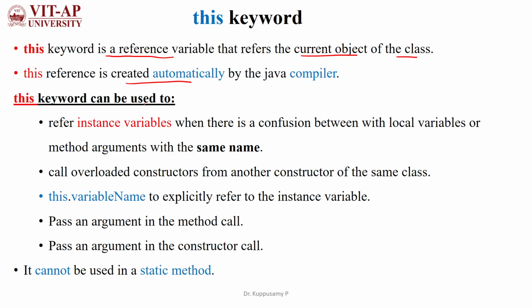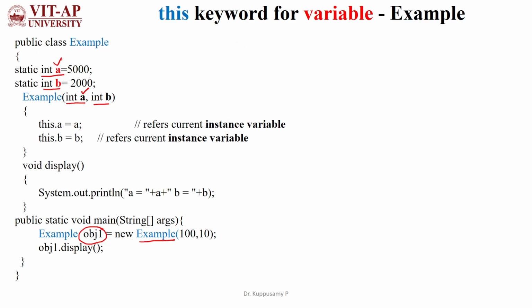The this keyword can be used for the following purposes. It is used to refer to the instance variable when there is confusion between local variables or method arguments with the same name. For example, here the variables are already initiated with the integer data type a, b. Likewise, in the constructor we are also passing arguments with the same data type and names. So in this place we can use the this keyword to refer to the current variables of the class.